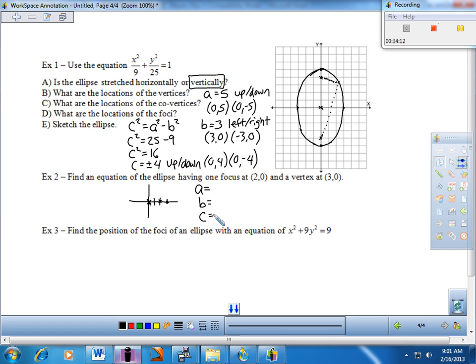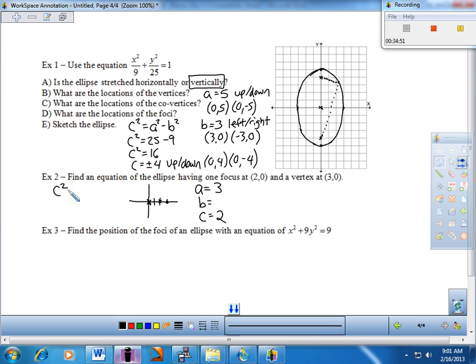I would argue that we can get two out of those three pretty quickly. Center to focus looks like exactly 2 units, so c is 2. Center to vertex looks like it's 3, so a is 3. Can we get b? Of course we can. In reality, we only really need b squared because we're writing our model. I'm going to go ahead and find b, but really it's just b squared we're after.